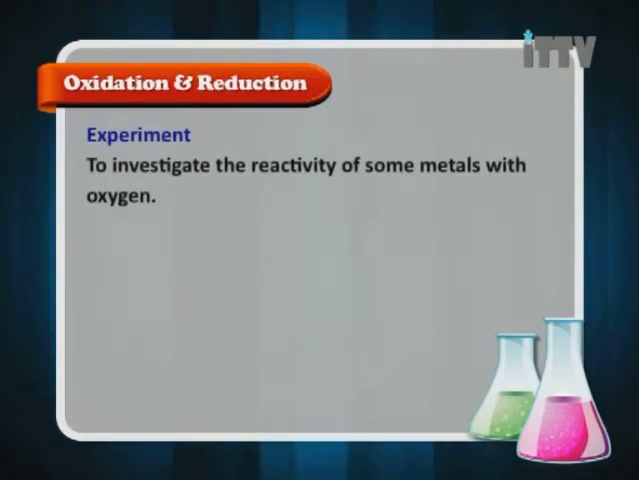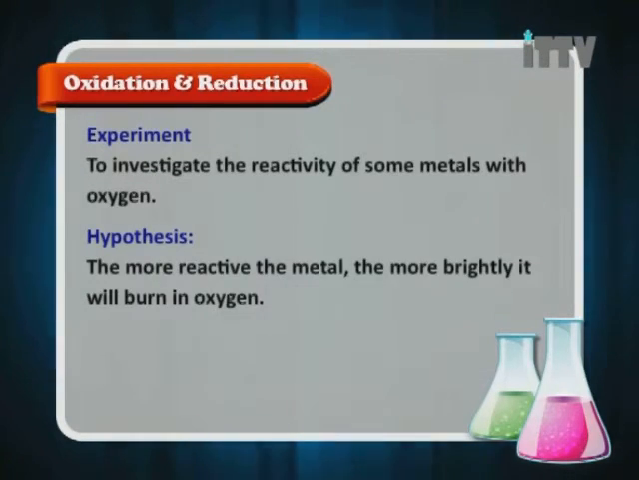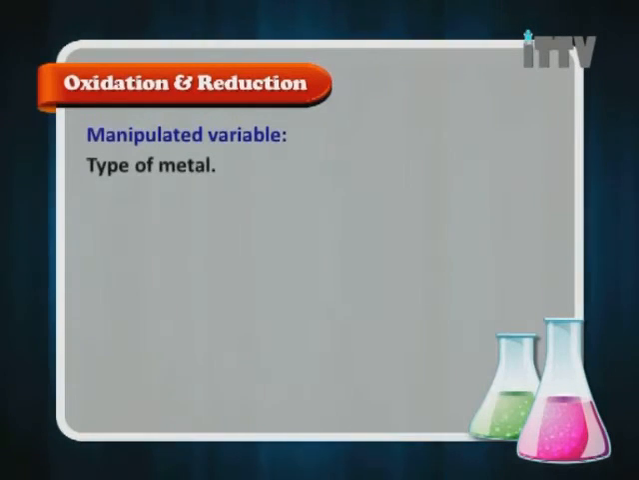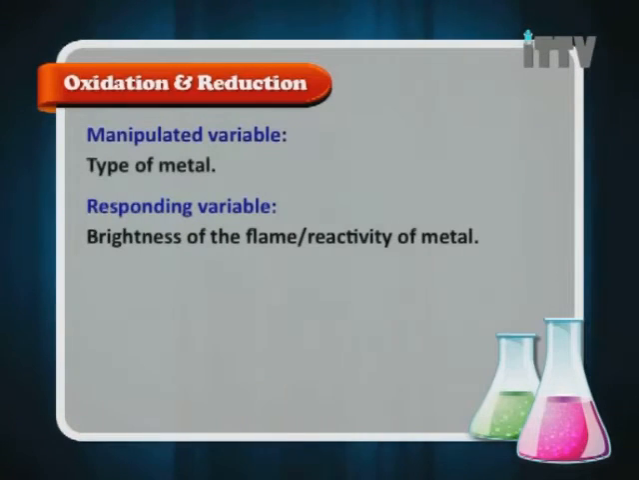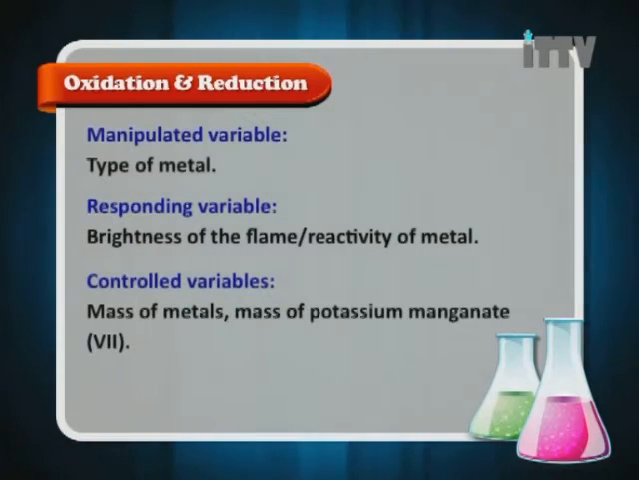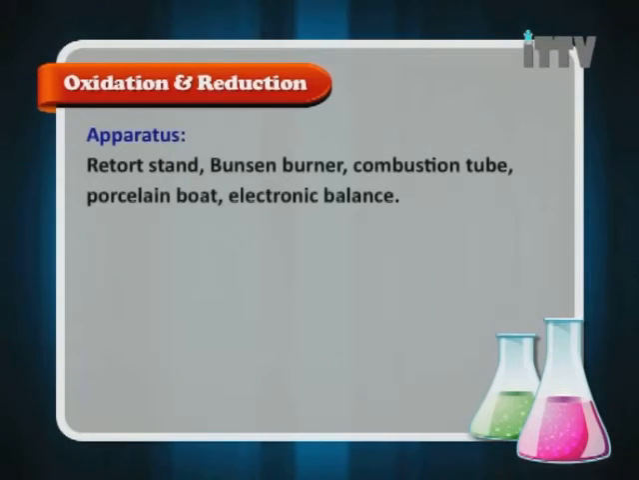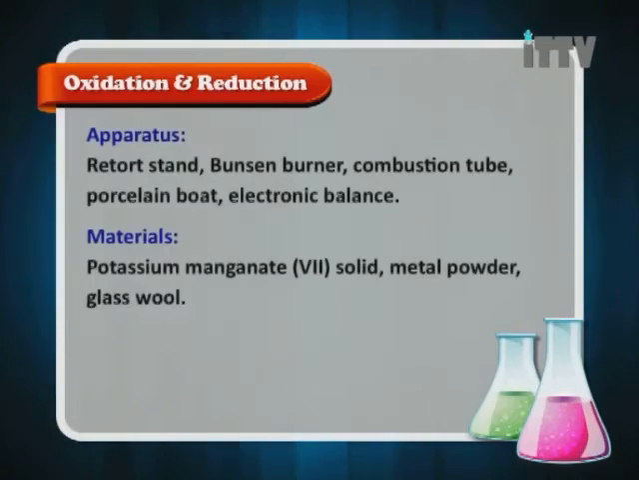Let's look at a simple experiment to investigate the reactivity of some metals with oxygen. The hypothesis would be, the more reactive the metal, the more brightly it will burn in oxygen. The manipulated variable here will be the type of metal, while the responding variable will be the brightness of the flame or the reactivity of the metal. Controlled variables would be the mass of metals and the mass of potassium manganate(VII). Apparatus needed will be like the retort stand, Bunsen burner, etc. Materials would be potassium manganate(VII) solid, metal powder, and glass wool.